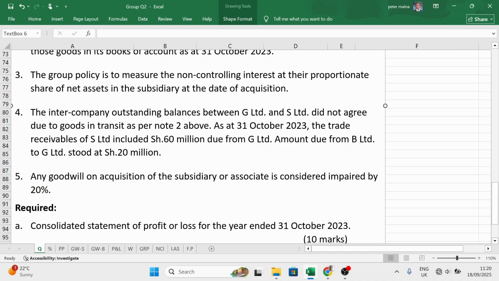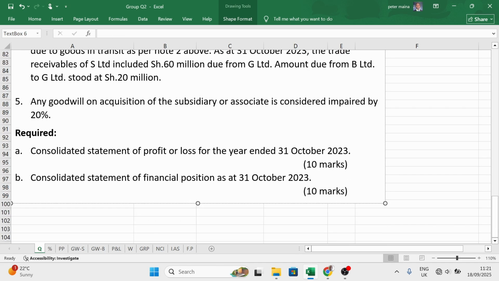Number 5, any goodwill on acquisition of the subsidiary or associate is considered impaired by 20%. So required: A, consolidated statement of profit or loss for the year ended 1st October 2023. B, consolidated statement of financial position as at 31st October 2023.